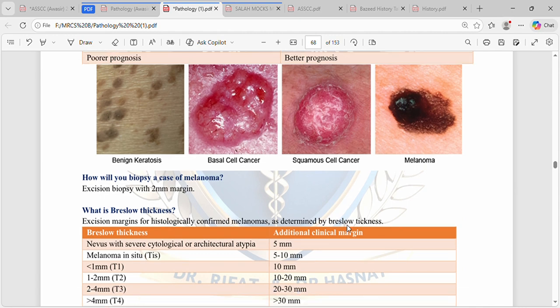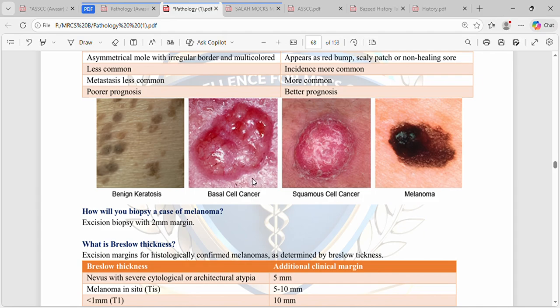So you can see here that we have the different pictures. This is basal cell carcinoma. This is a scaly bump, a non-healing sore, which is called squamous cell carcinoma. This is melanoma, a different colored irregular body. This is benign keratosis, basal cell cancer.